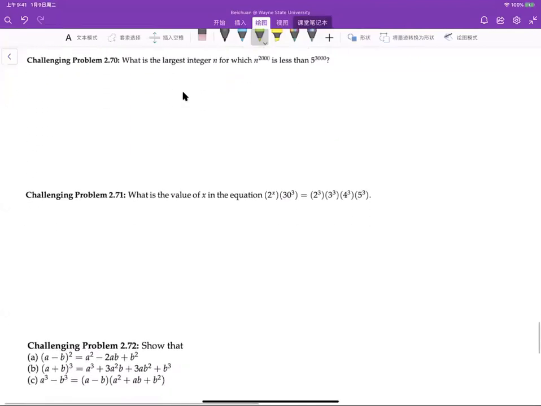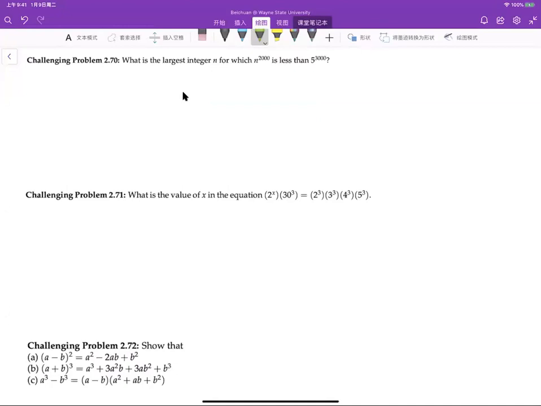Then the next one is 2.20. What is the largest number n for which n to the 2000 is less than 5 to the 3000? So in this case, we still want to compare, because it's very hard to compare the base, right? So that's why we want to make the exponents equal, then compare the bases. So how to do that?